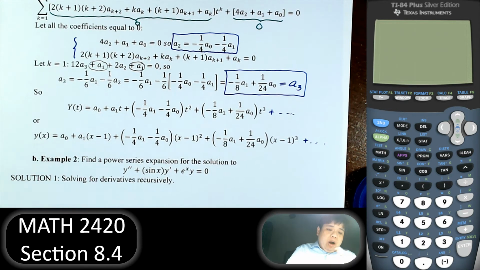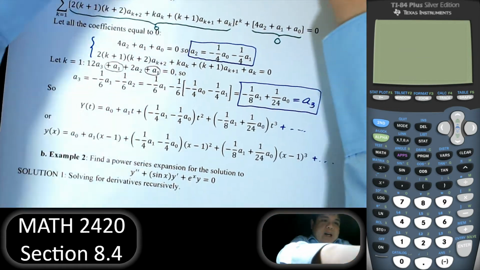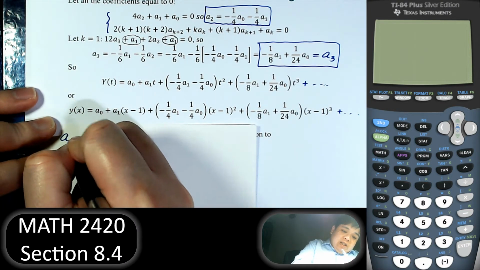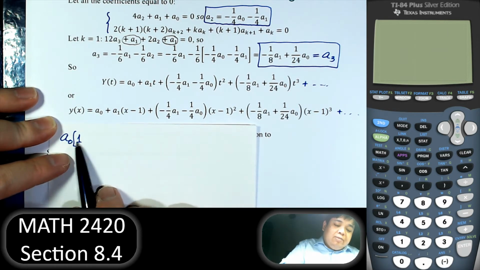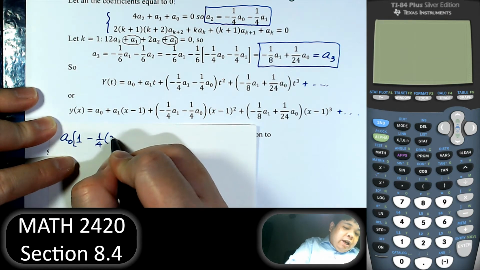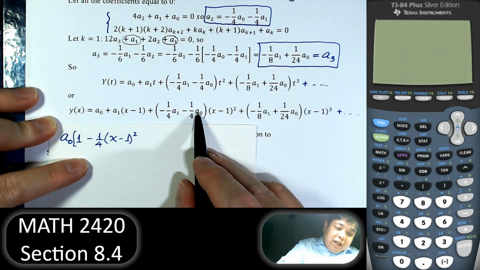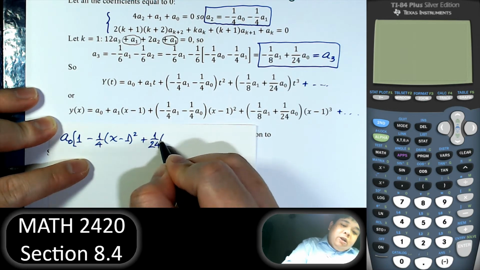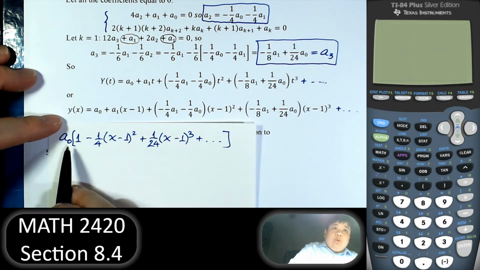Of course, if we want to, we can split this into a1 and a0. So instead of that, we can write the solution like this. If we group all the a0 together, we have 1, and then we have this a0 times negative 1/4 x minus 1 squared. Factor out the a0. And then we have the a0 here, so minus 1 over 24 x minus 1 cubed. So we can factor it out and write the solution in terms of a0.